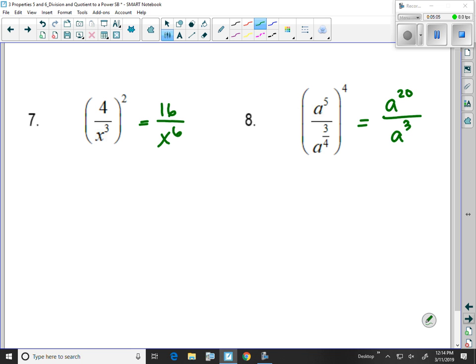Now, take a look at number 8. Can we simplify it further? Yes, we just talked about property 5, which is division. So when I have division, what do I do with my exponents? Subtract them. Subtraction. We have Donald Duck in here. Okay. I say weird, really weird things sometimes up here too.